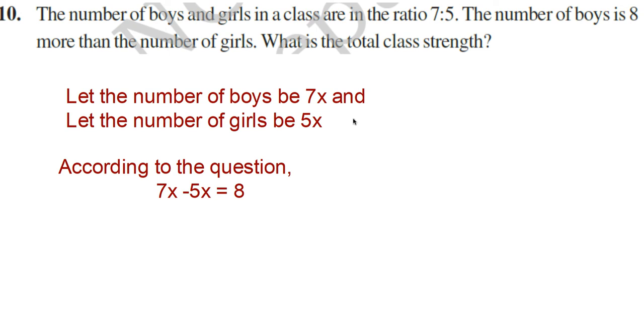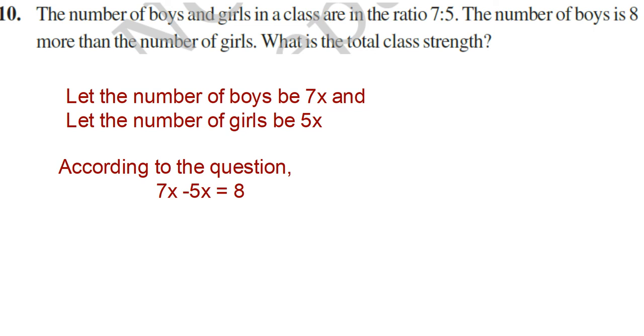Therefore, number of boys is equal to 7 into 2, that is 14, and number of girls 5 into 2, 10. Sorry, number of boys 7 into 4, 28, and number of girls 5 into 4, 20. That you write as a conclusion. And find out the total strength of the class. That is 28 plus 20, 48.